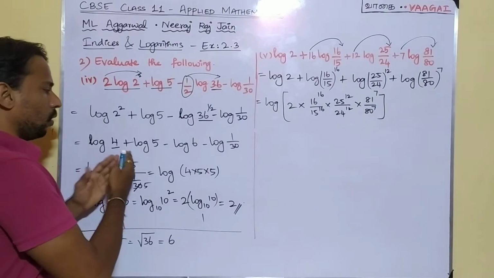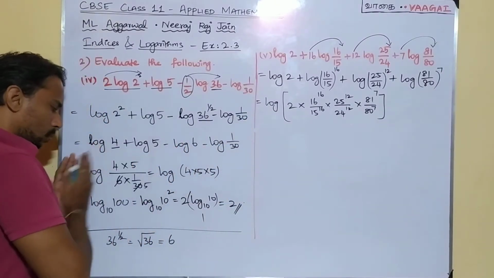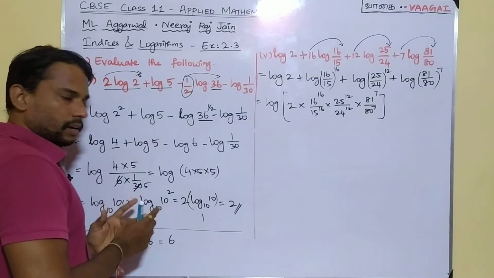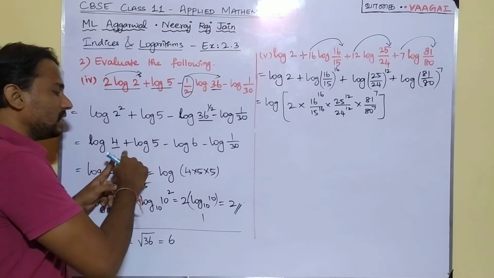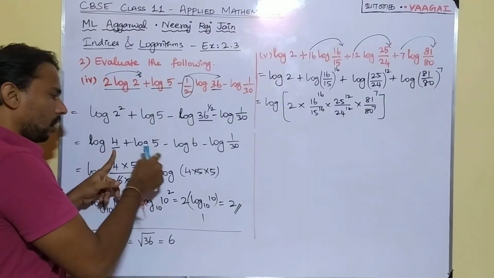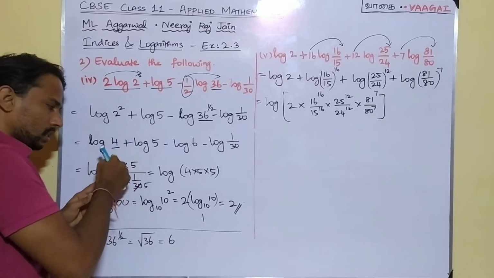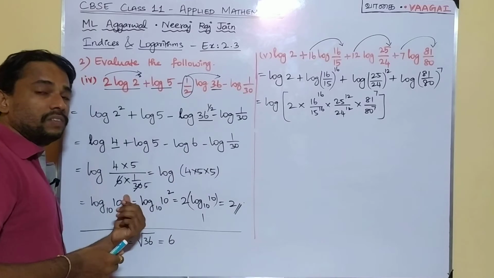Here we have log 4 plus log 5 minus log 6 minus log 1 by 30. I took it as one log outside. Then wherever addition came, this plus sign indicates addition, right? When these logarithmic values are added, I used multiplication. And when we have subtraction, we did the division process.